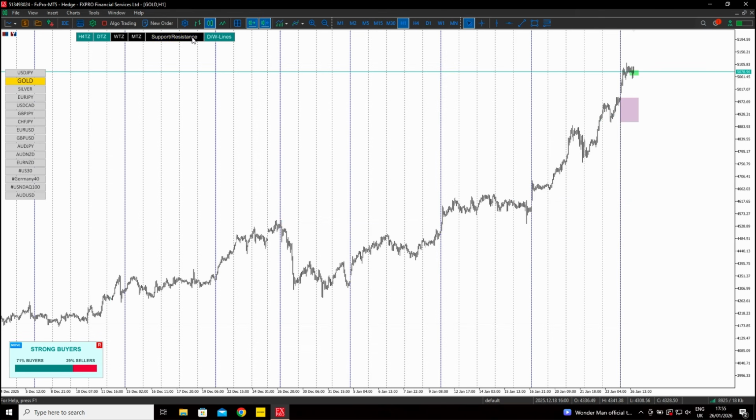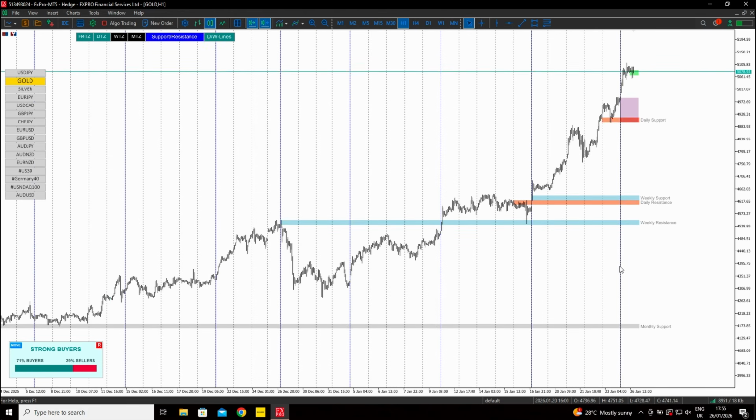And then the support and resistance is that one there. As you can see, when you click on it, it hides and shows the support and resistance levels.